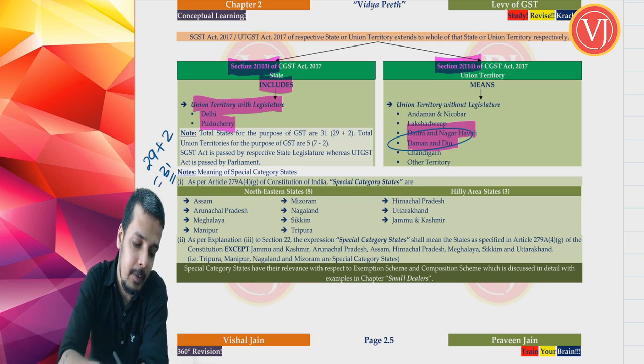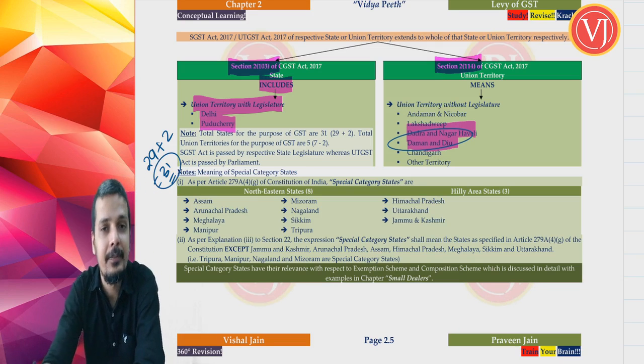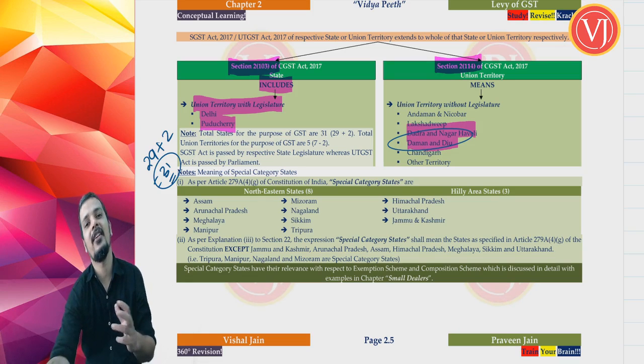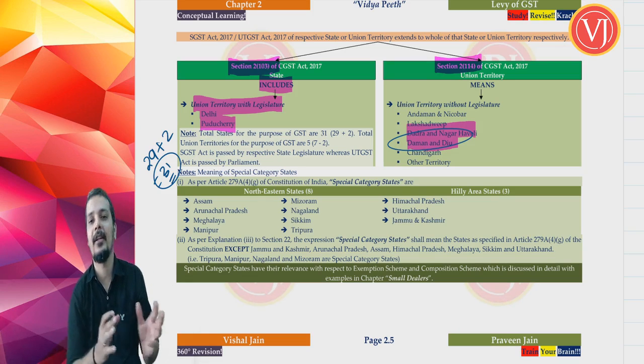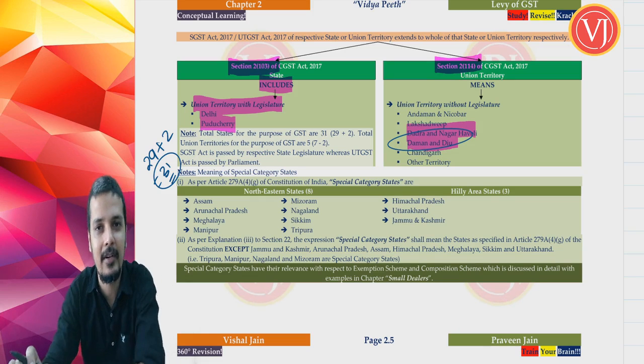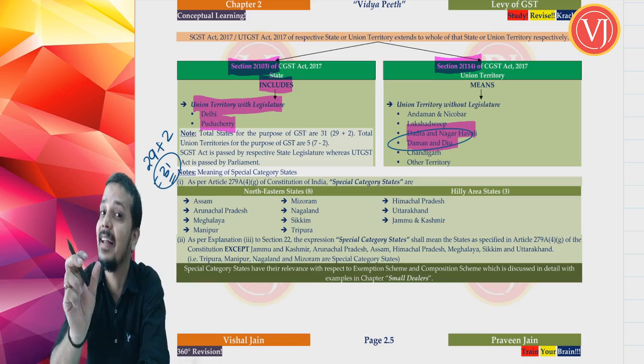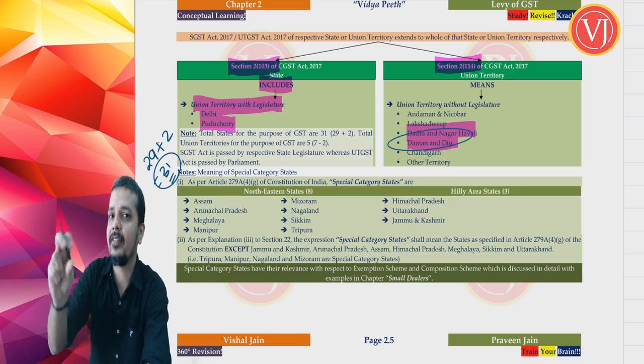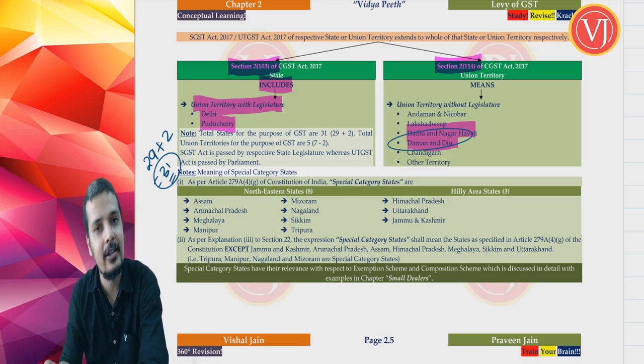Therefore, for the purpose of GST, it will be 31 states. Rather, even if you read Jammu and Kashmir as 2 and you try to apply the same formula, the formula will be 28 plus 3. Again, you will come at the same result, 31. So, there is no difference in the end result. Obviously, the process has changed, but the end result will be still 31.